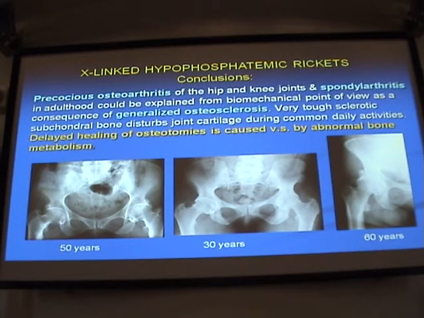Delayed healing of osteotomies is caused presumably by abnormal bone metabolism. You see advanced osteoarthritis in a young woman later in 50 years, and another woman in 60 years. This is advanced osteoarthritis of hip joints. They suffer from pains.